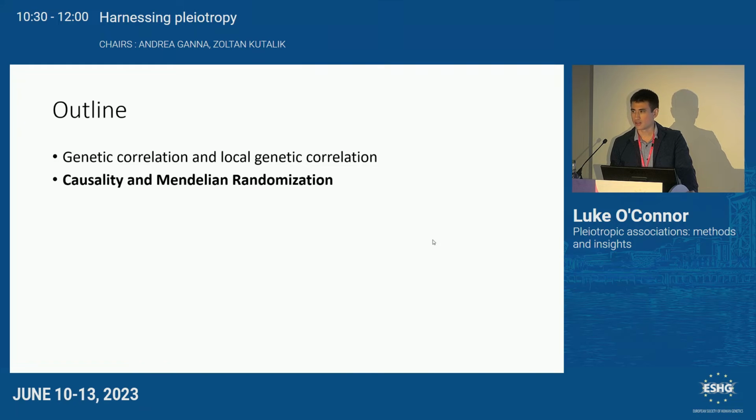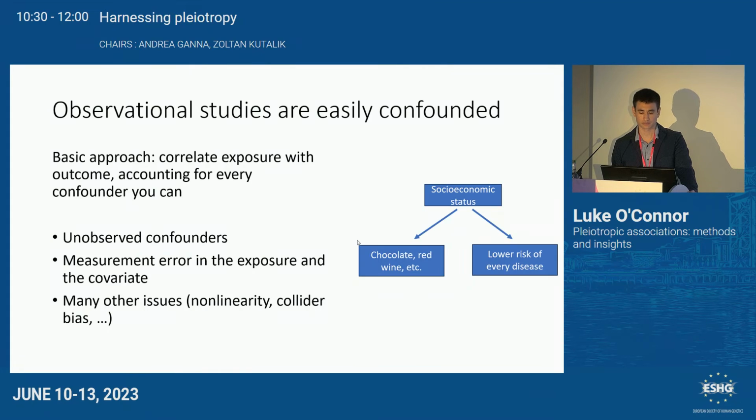Now let's talk about causality and Mendelian randomization. This is the first thing that a lot of people think about when they start thinking about pleiotropy, just because everyone wants to identify causal relationships. It's a big part of why we do human genetics, because it's causally anchored. And this has been a really important approach in the field.